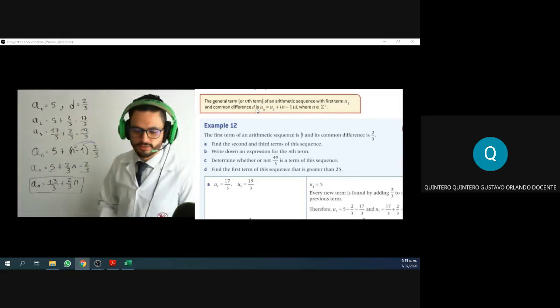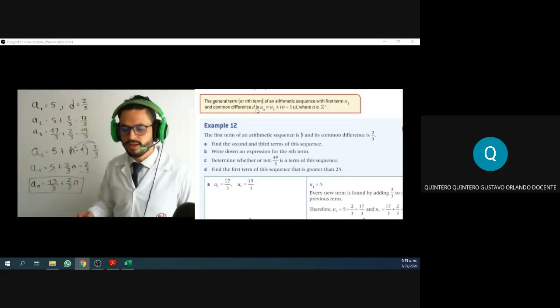Let's go for the third one. Determine whether or not 49 over 3 is a term of the sequence. Is it a term of the sequence or not? How will we do it? How can we do it, guys?